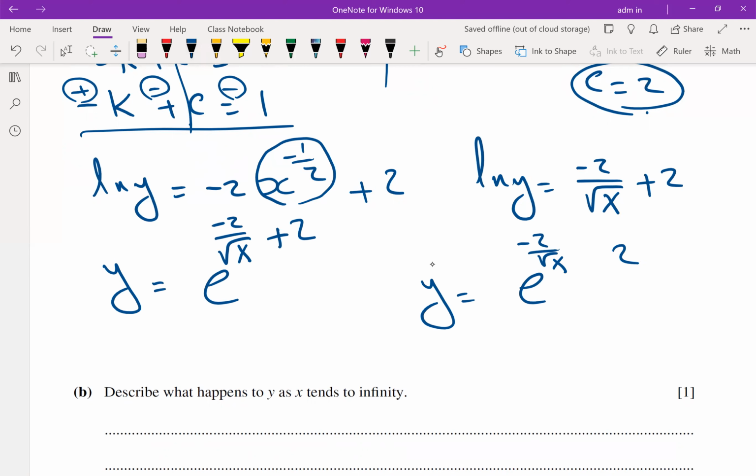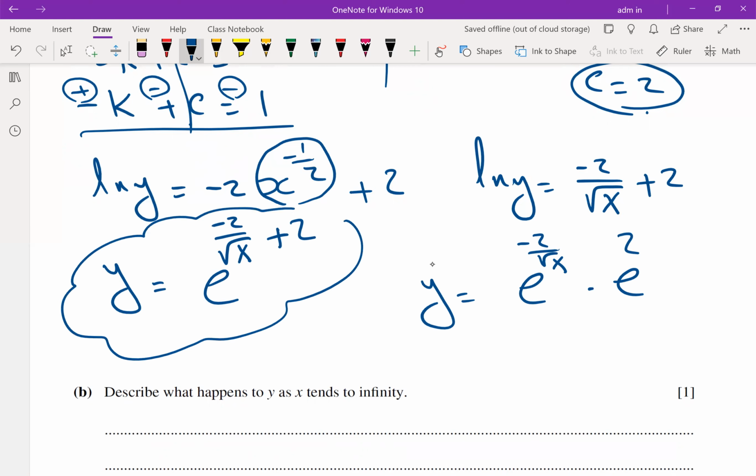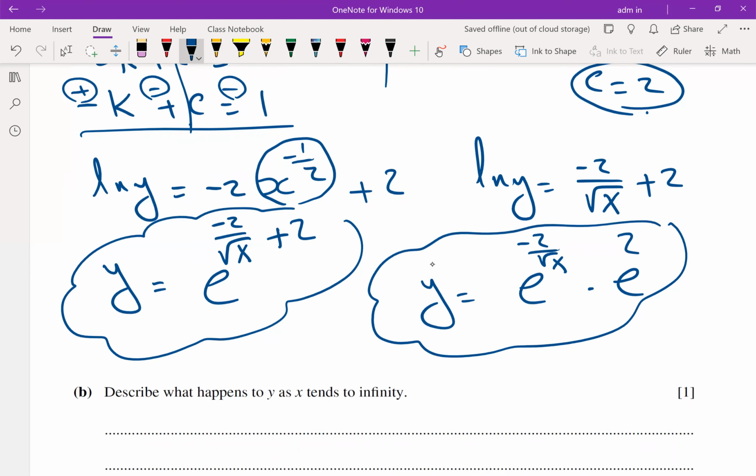e to the power of 2 represents a constant value. You can write it in this first form or the second, and keep your answer like this. This is the final answer. If the question asks to write y in terms of x, you have to continue and get y in terms of x. But if it only says solve the equation, then it's enough to solve the equation.